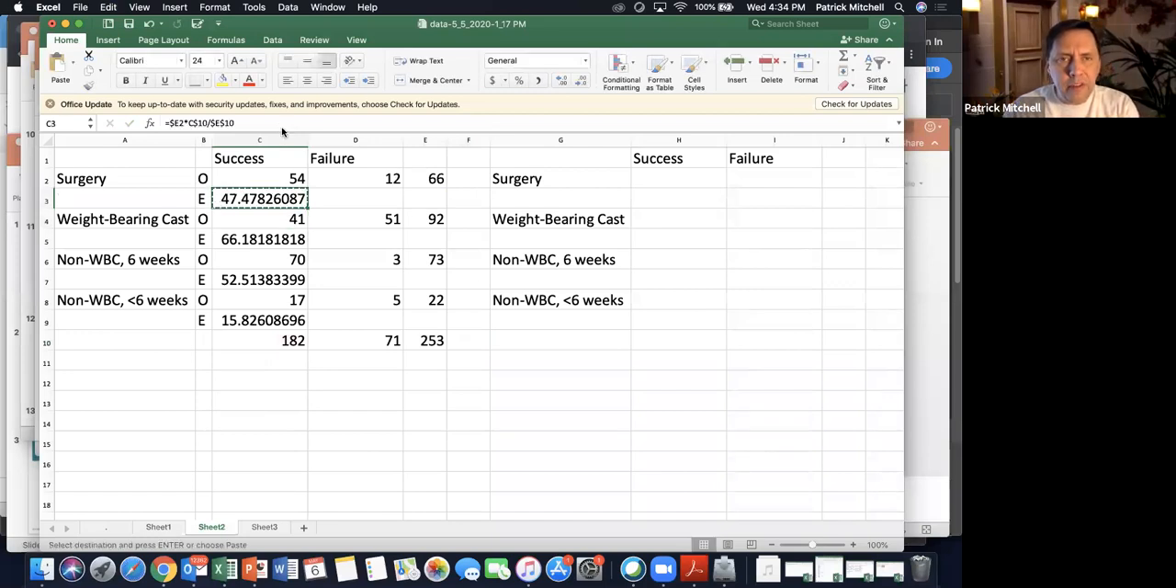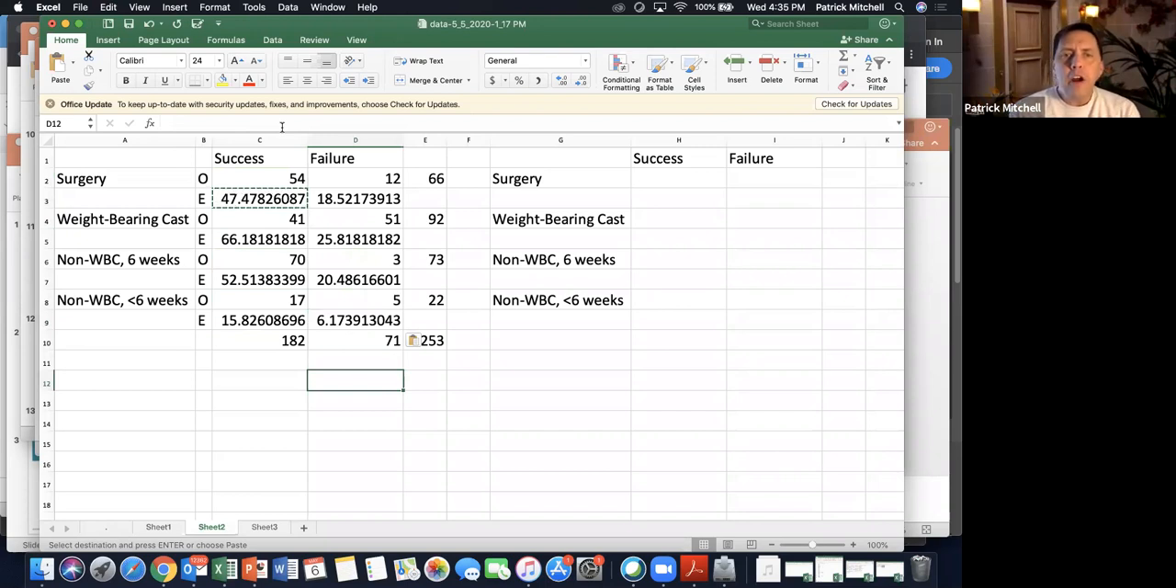And let's see, there's really no need to paste it over those. Those work just fine, but I am going to paste that formula here, here, here, and here. So those are our expected frequencies. All right.